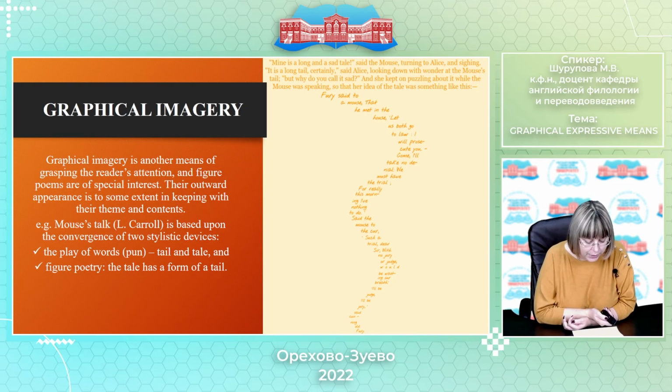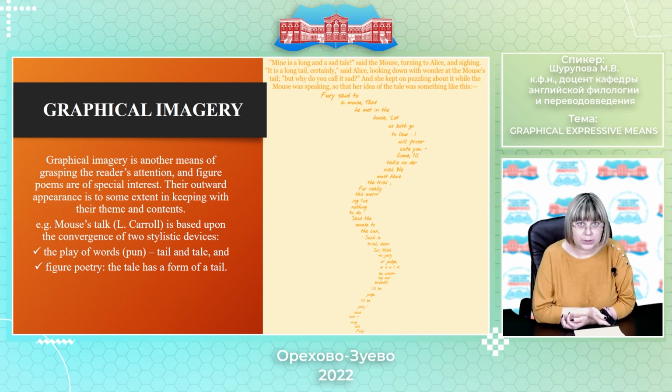The last but not the least here among the graphical expressive means is graphical imagery, and figure poems in this respect are of special interest for the readers of all ages. As you can see, the mouse's tale is based on the simultaneous realization of two stylistic devices in English, that of a pun and poetry of figures, with the aim of attracting the reader's attention. The example can be seen here on the screen.